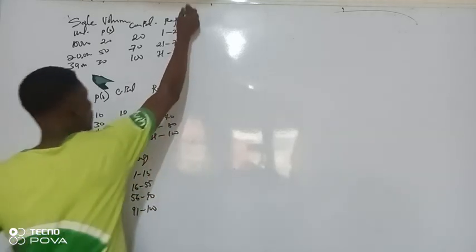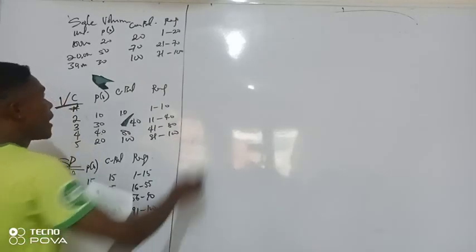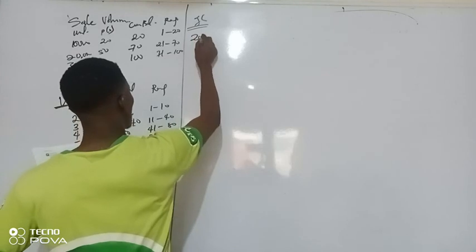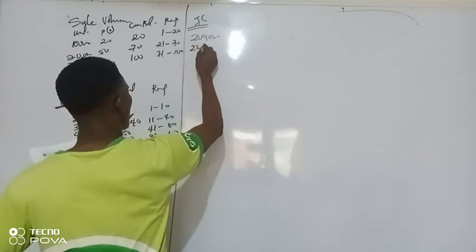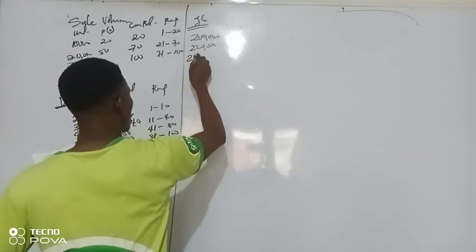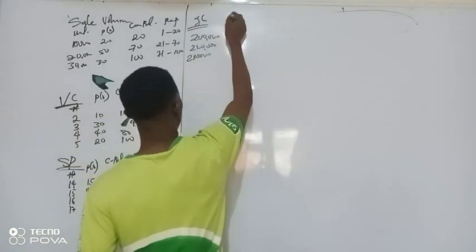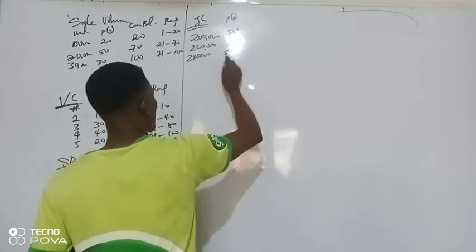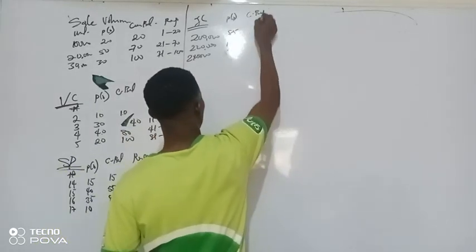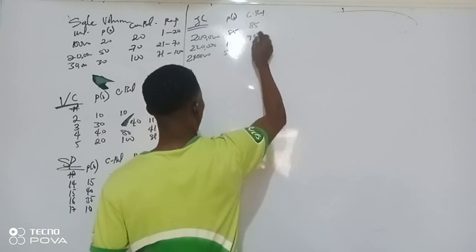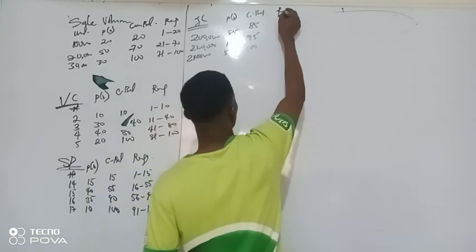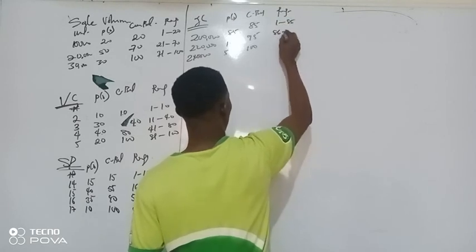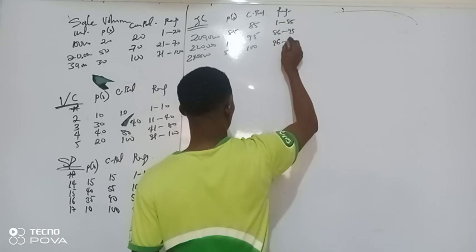The other one is fixed cost. What do we have there? 200,000, 220,000, and 240,000. Our probabilities are 85%, 10%, and 5%. Then our cumulative balance: 85, 95, 100. Then our range: 1 to 85, 86 to 95, 96 to 100.